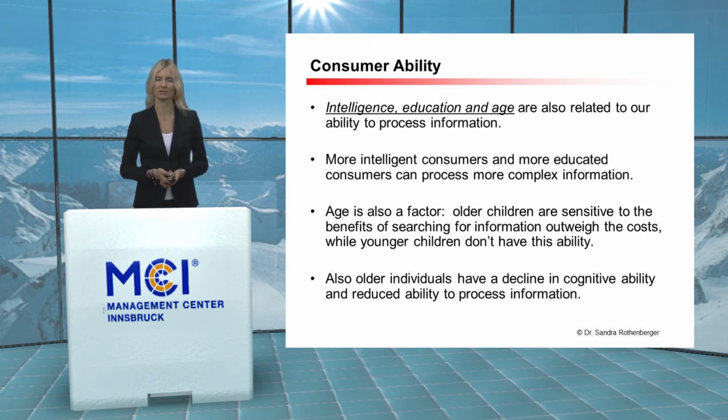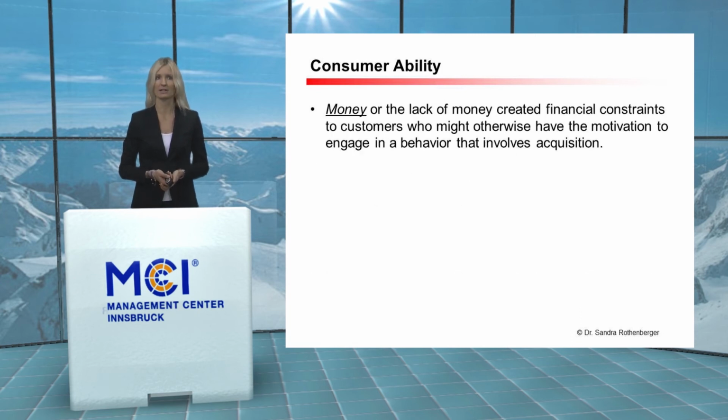Age is also a factor. Older children, for instance, are more sensitive to the benefits of searching for information outweighing the costs, while younger children don't have this ability. Older individuals have a decline in cognitive ability and reduced ability to process information. Another factor which influences consumers' ability is money, or the lack of money, which creates financial constraints for consumers who might otherwise have the motivation to engage in a behavior that involves acquisition.